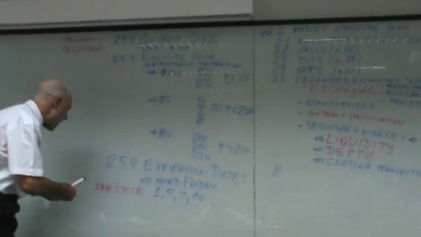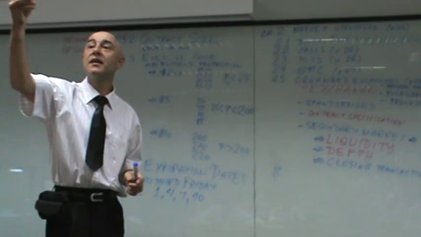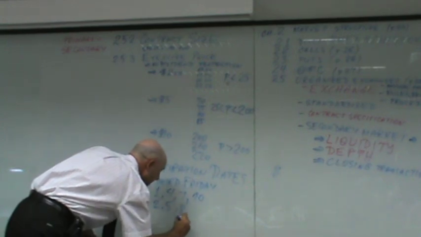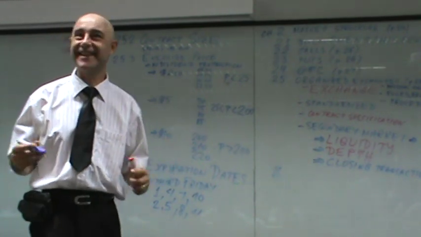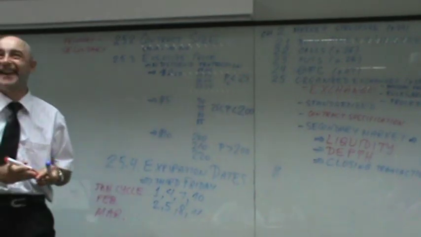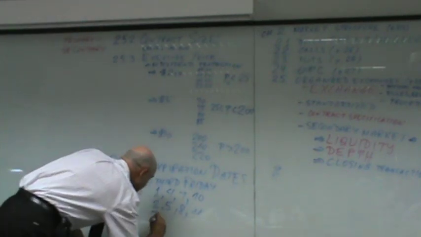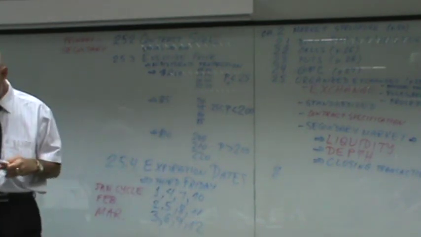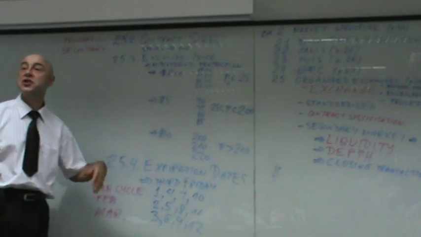All right. February cycle. Expires in months 2, 5, 8, 11. Okay, we call this a learning process. Now, March. March is easier: 3, 6, 9, 12. So these are called the January cycle, the February cycle, and the March cycle.